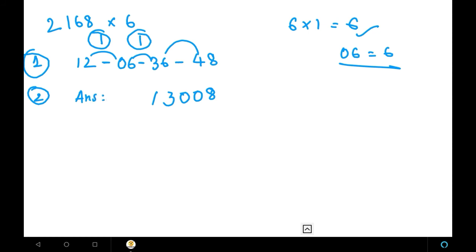So the answer for 2168 into 6 is 13008. So this is our answer for the multiplication 2168 into 6. So let us see a big multiplication in the next example.